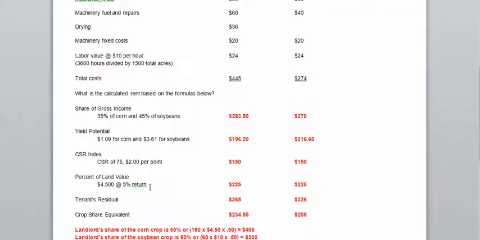Percent of land value. That's a really interesting one, that would make a lot of sense for an investor. If you had land and you thought it was worth $4,500 an acre and you wanted a 5% return, pretty simple. You just take the $4,500 an acre land value times 5%. In this particular case, 5% of 4,500 is $225.